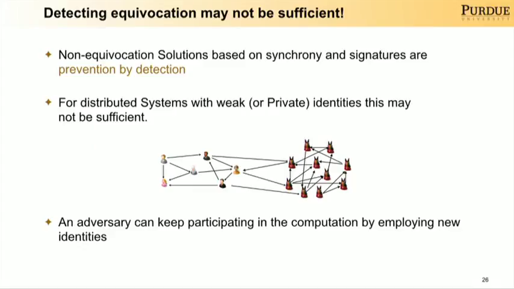So many times the prevention of equivocation may just not be possible. If you look at the standard scenario of using synchrony and digital signatures, I got two different messages signed from the same participant. I know that he is wrong, and I can maybe remove them from the system. But in many distributed systems, such as social networks, we always have weak identities, or identities which have privacy requirements. So although when somebody does something wrong, we may not be able to determine who is the real person behind that. We may bar their currently used identity, but they can just go ahead and pick some other identity.